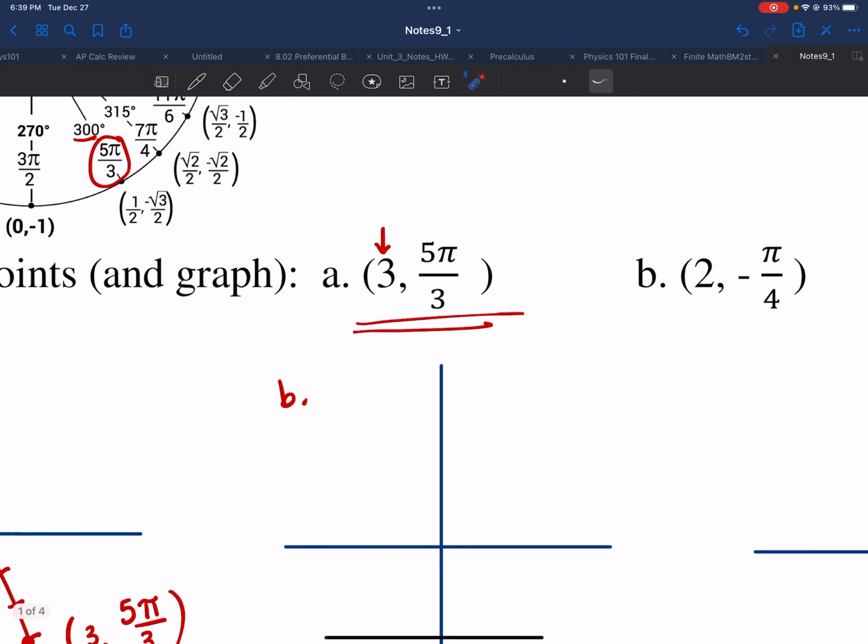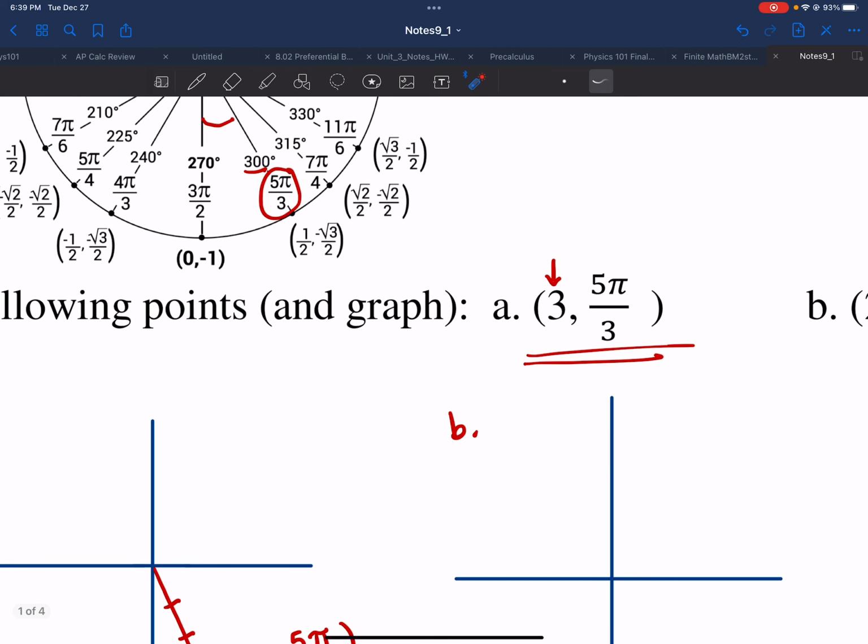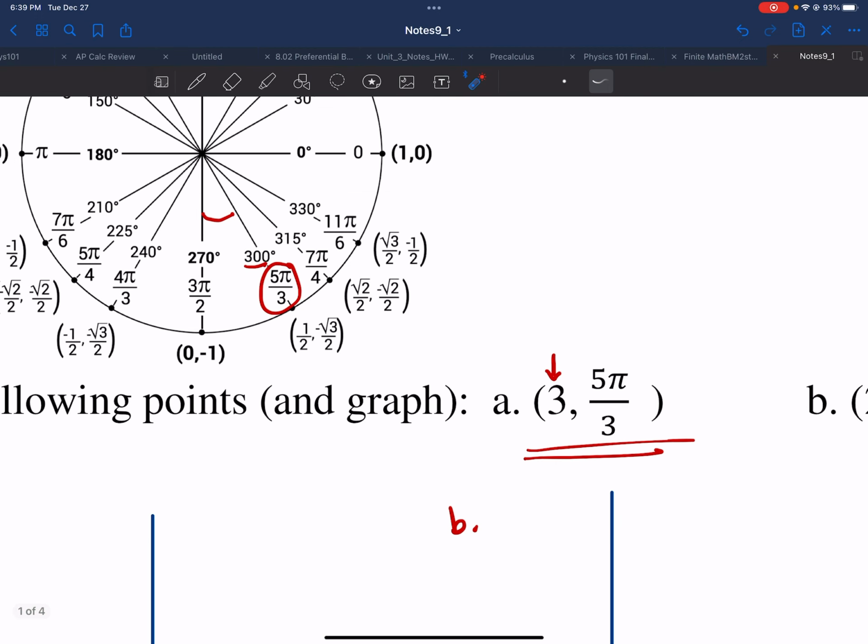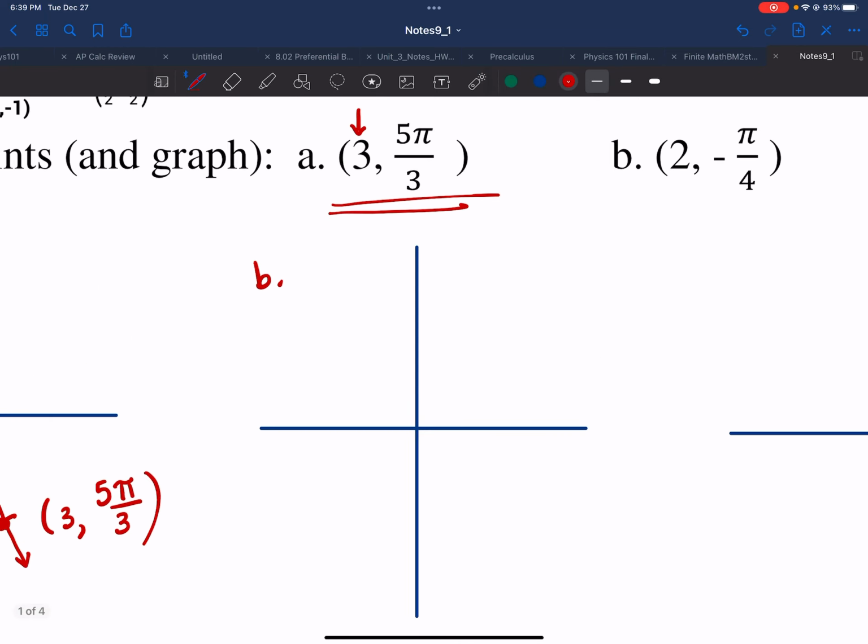All right, so let's look at B. It's negative pi over 4, which we said was right here. That's 315. So it's going to look very similar to the last one we did, except it's going to split the difference here. So it's going to go like this. So that's my ray. And then my value is 2. So I'm going to mark 1, 2. So I have 2 comma negative pi over 4. So that's B.